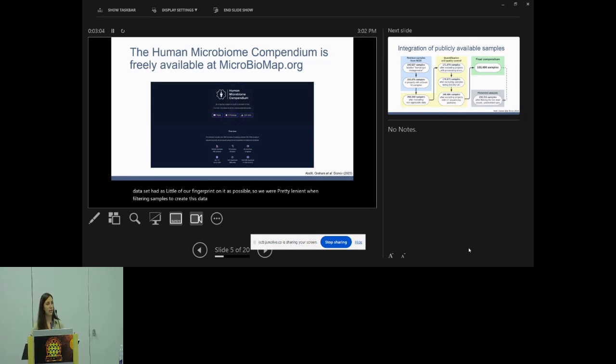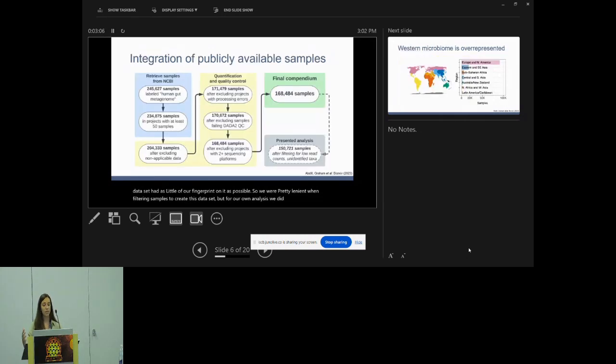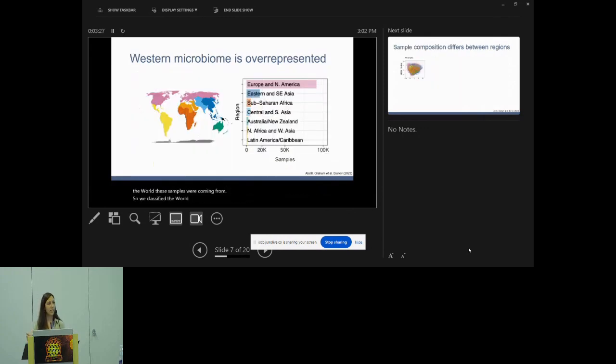But for our own analysis, we did slightly filter it further to exclude samples that had a lot of unidentified taxa or had very low read counts. And once we had this data set, which most of the analyses that I'm sharing today will be using, this filtered data set, one of the first things we wanted to do was to see where in the world these samples were coming from. So we classified the world into 8 distinct geographic regions. These were defined by the UN Sustainable Development Goals.